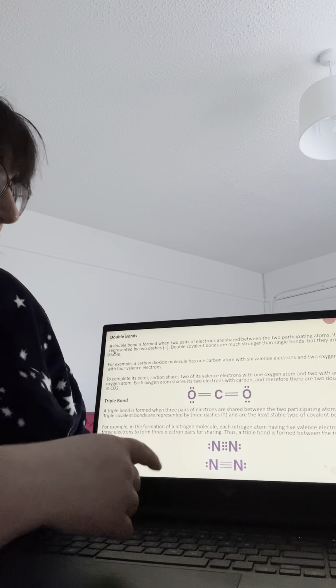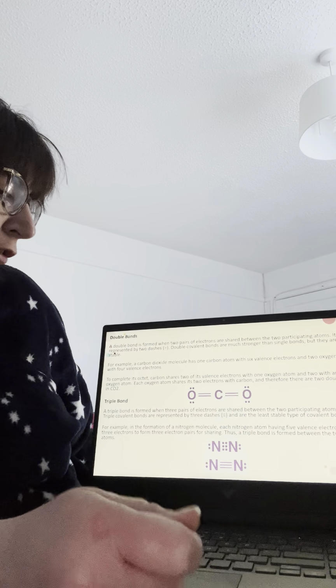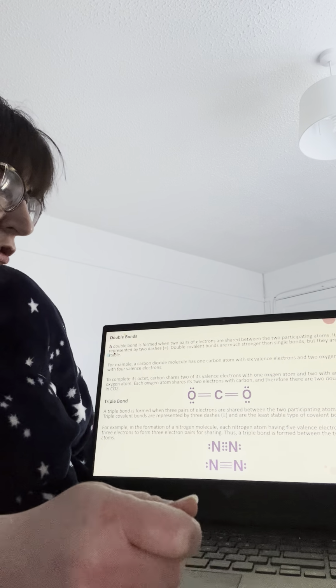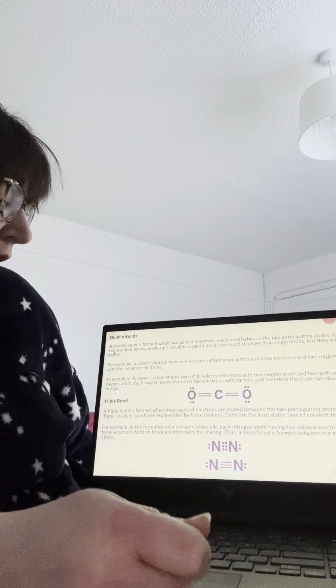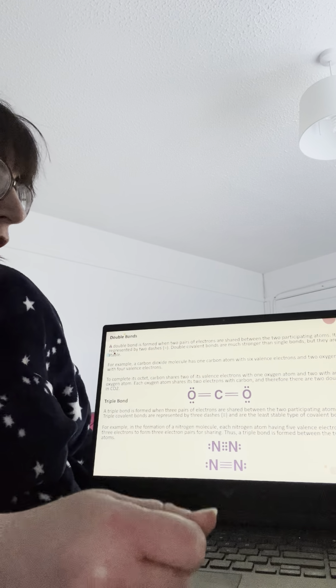Triple bond, which is diagrammed down here. A triple bond is formed when 3 pairs of electrons are shared between the 2 participating atoms. Triple covalent bonds are represented by 3 dashes and are the least stable type of covalent bonds.